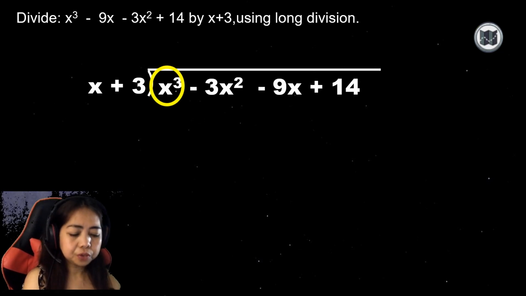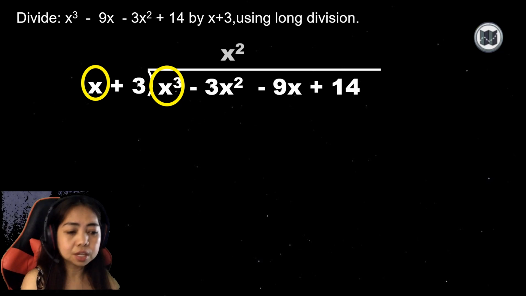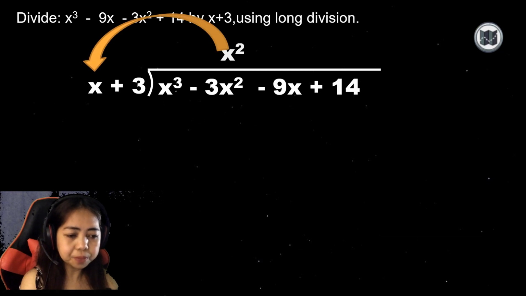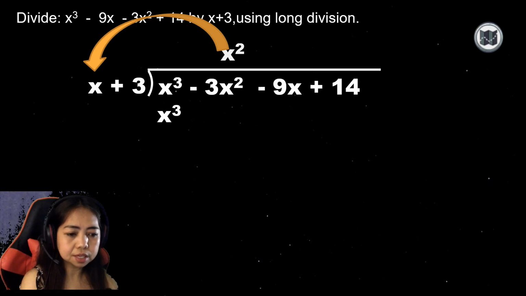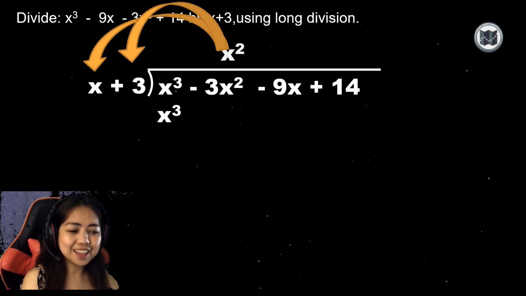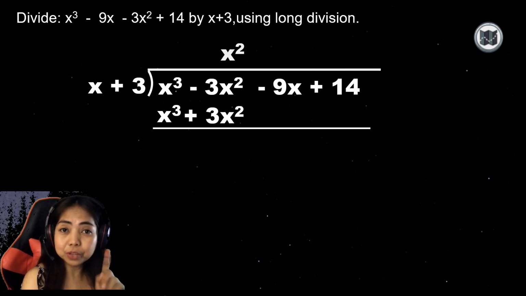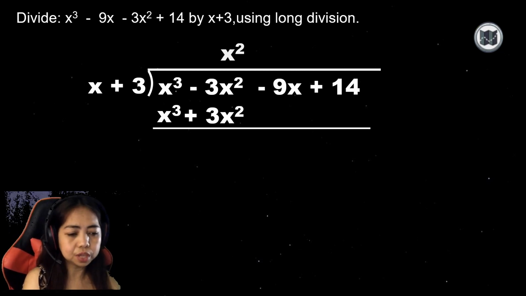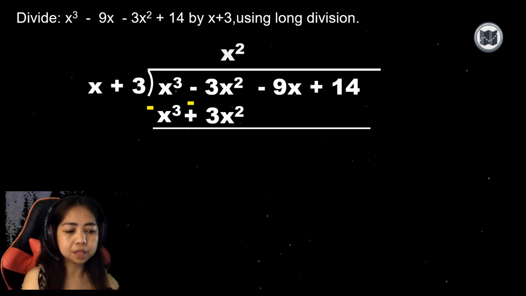Now, we proceed. First, i-divide muna natin yung first term ng ating dividend by the first term of our divisor. So, we have x cubed divided by x. We have x squared. Doon natin ilalagay sa taas ng ating dividend. Next step is to multiply yung ating sagot doon sa divisor. We have x squared times x. We have x cubed. And then, x squared times positive 3, we have positive 3x squared. Yan. And then, the next step is to subtract. Huwag kakalimutan mag-change ng sign when we subtract. So, this one, positive x cubed will become negative. And then, positive 3x squared will become negative as well.